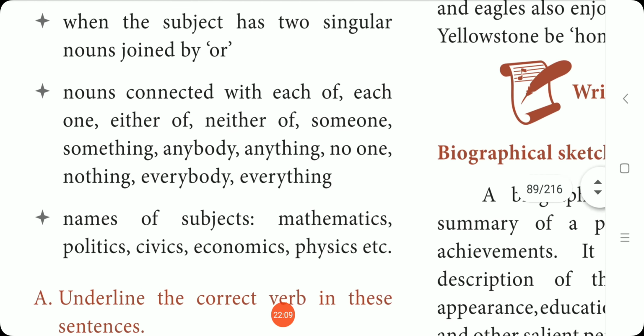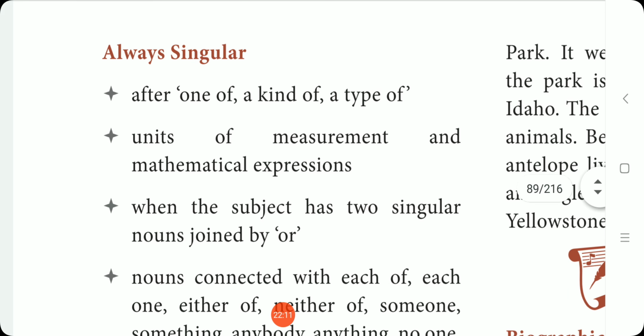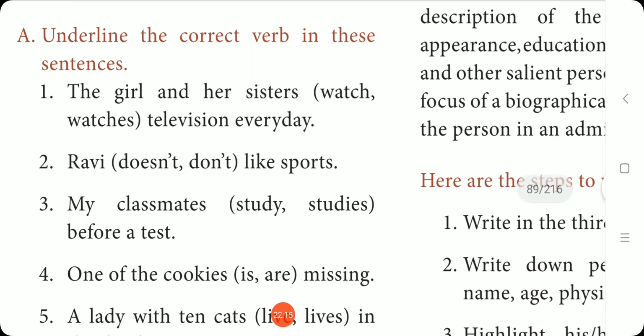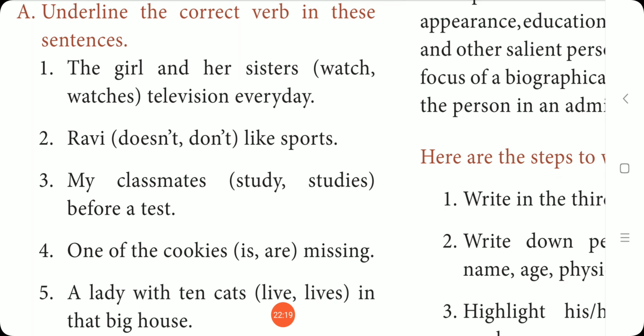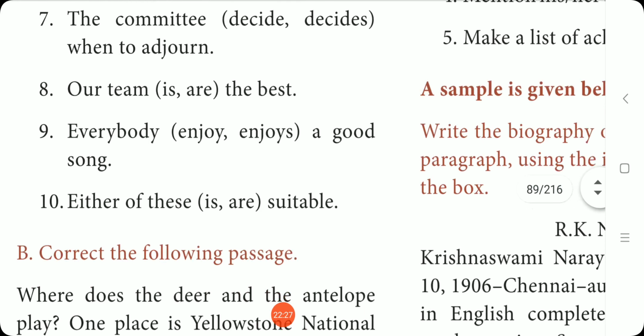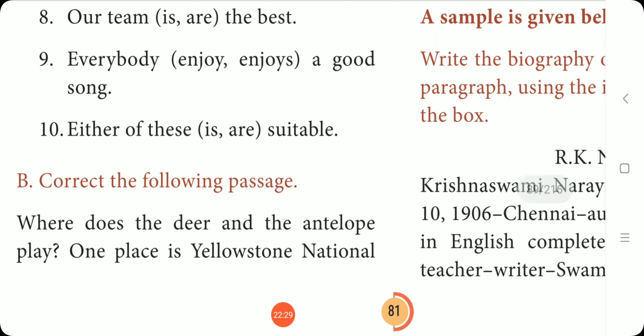So we have seen where to use singular verbs and where to use plural verbs in subject verb concord, that is agreement. Now look at the exercise. Underline the correct verb in these sentences. You have to do all this yourself. Next one, correct the following passage. They have given a passage.